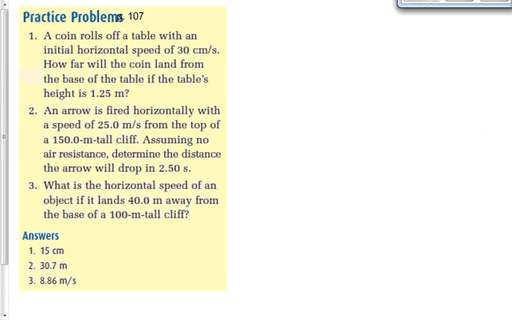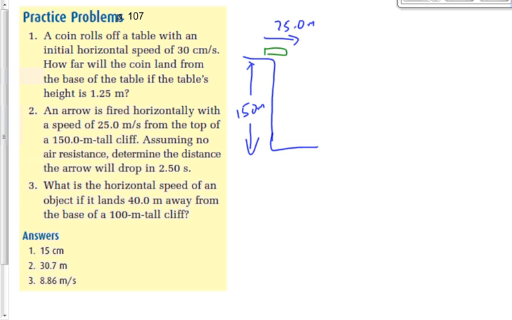All right, let's take a look at number 2 now. This one says an arrow is fired horizontally with a speed of 25 meters per second from the top of a 150-meter high cliff. There we go. That's 150 meters. Here's my arrow. It's launched with a velocity of 25.0 meters per second. The time we're given is 2.50 seconds.